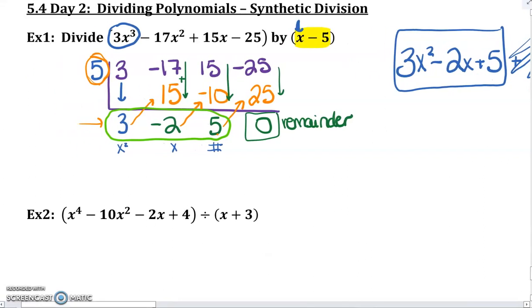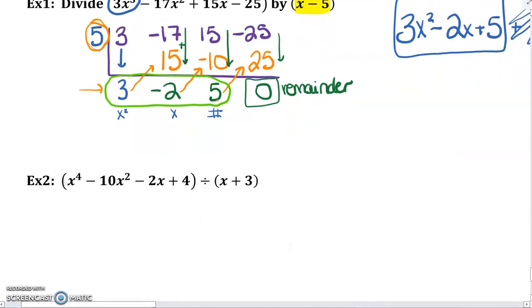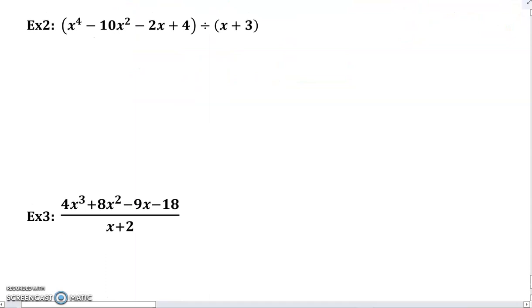Okay. Now, this first time I did this, it looks really messy. There's a lot of arrows. There's a lot of mumbo jumbo in there. As you get better at synthetic division, you won't need to write all of that stuff. So let's take a look at the next one.